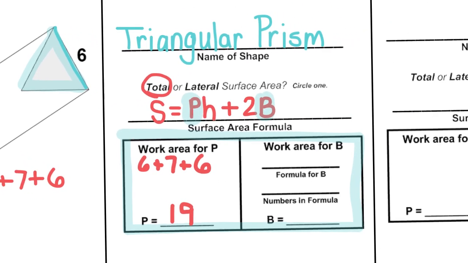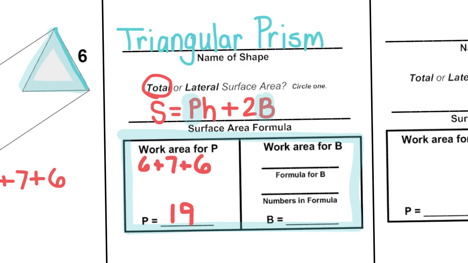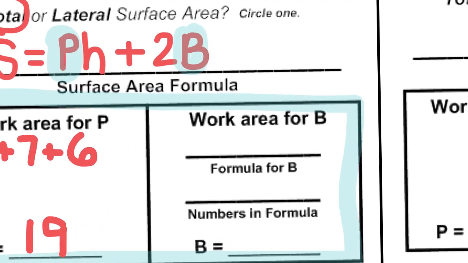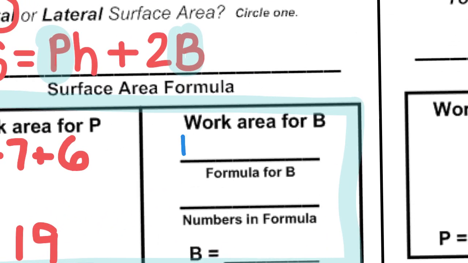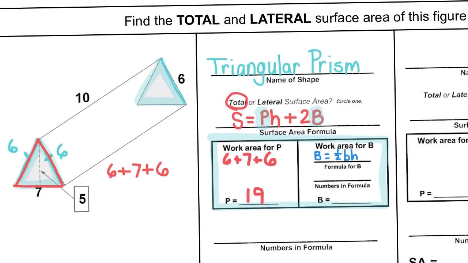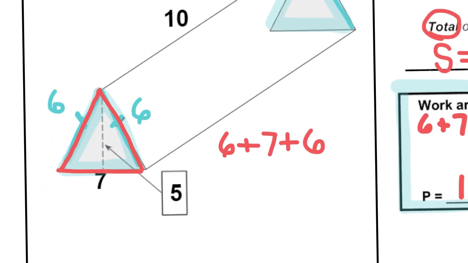Now for the work area for big B. The big B is so big, it's a whole formula. The big B is equal to the area of the base. And if you look on your formula chart, the big B for a triangle is 1/2 base times height. The base and the height of the triangle are perpendicular to each other. That means that they meet at a 90-degree angle.